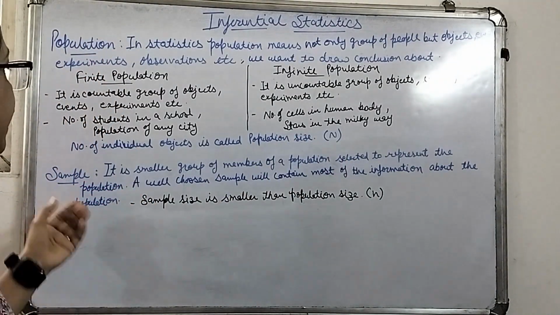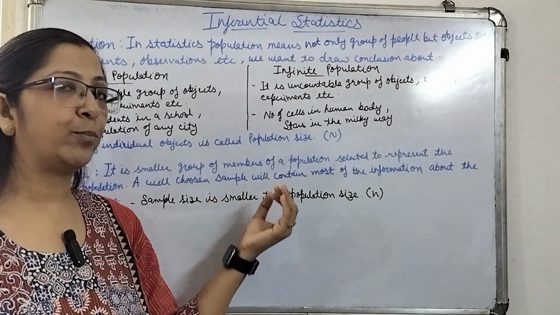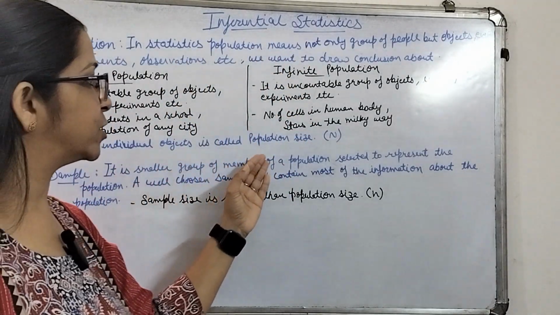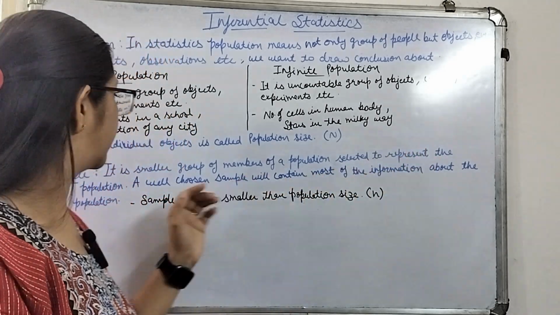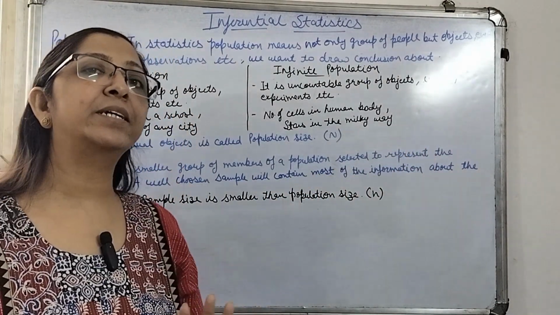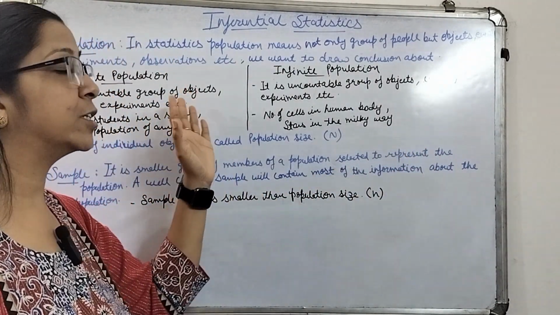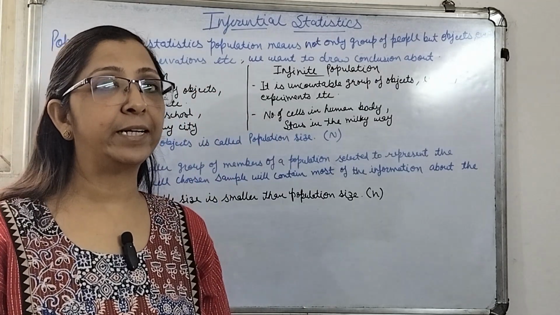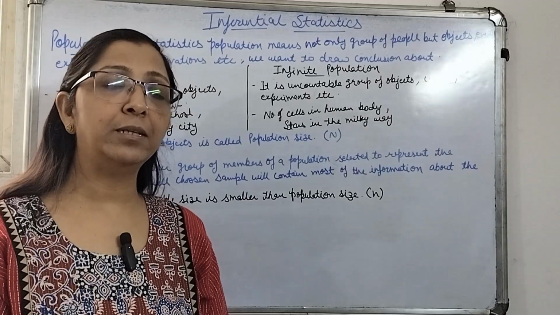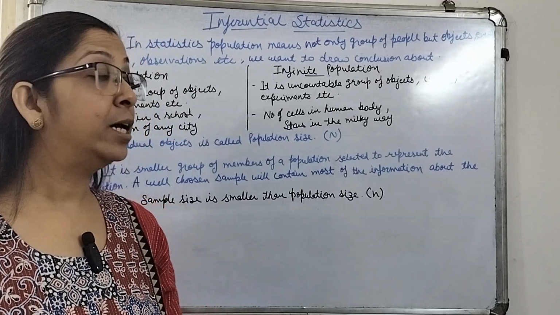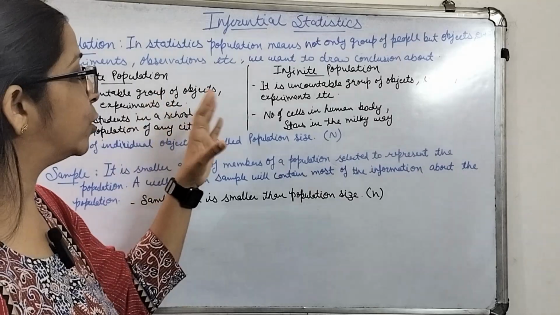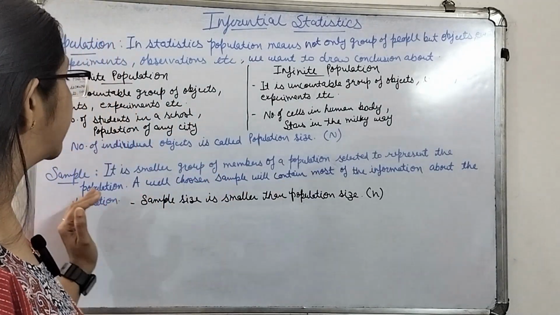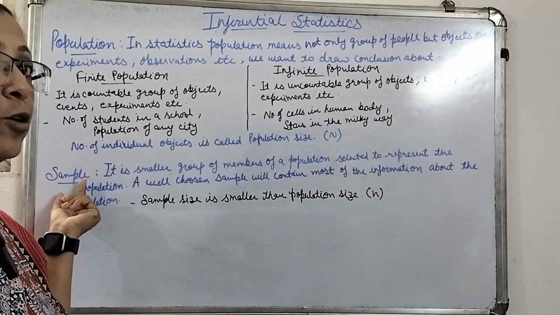Now what is a sample? A sample is a smaller group of members of a population. From the whole population we are taking out some members, a smaller group selected to represent the whole population. It is not easy to conduct the experiment on the whole population. Like if we want to find the literacy rate of India, it is very difficult to count the whole population of India. So instead of the whole population, we take out some members which will represent the whole population, and this is known as a sample.